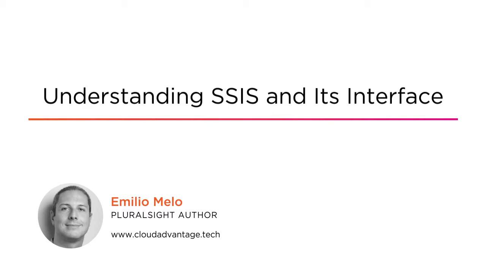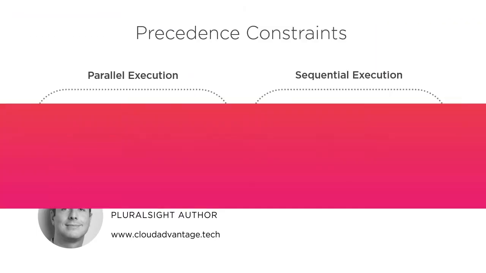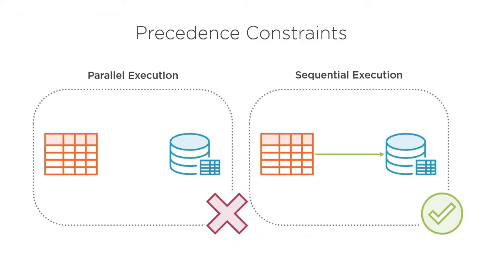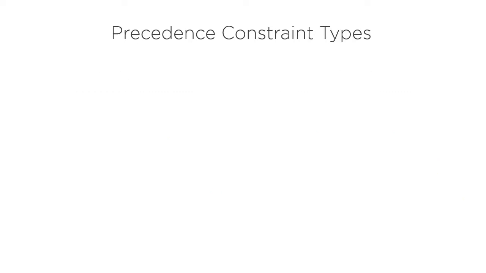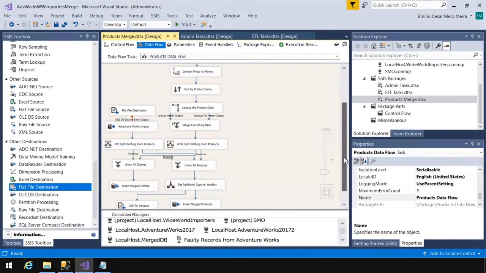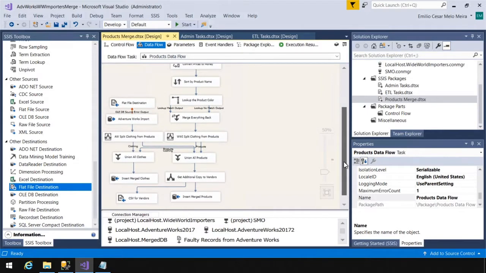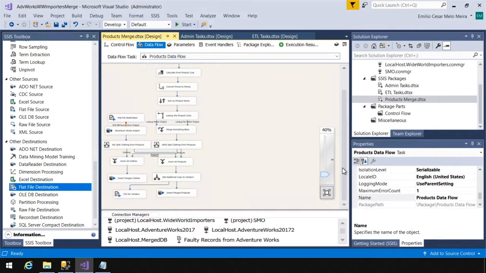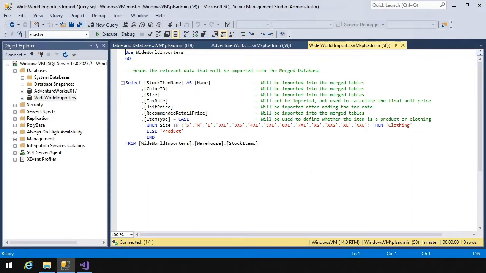I am a Cloud Solutions Architect at Cloud Advantage with focus on data and AI technologies. Data engineering is the backbone of analytics, machine learning, and business intelligence processes, and SSIS is the main Microsoft on-premises tool for such tasks. In this course, we're going to cover how to utilize SSIS for ETL, extract, transform, and load operations.